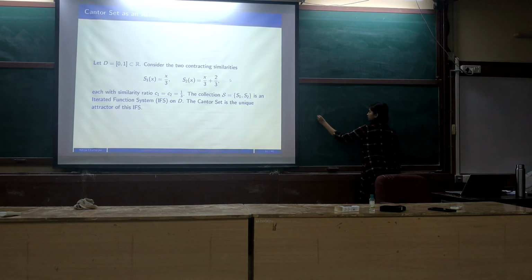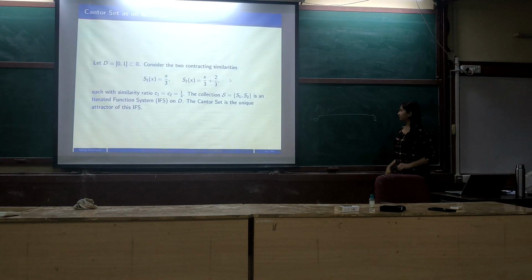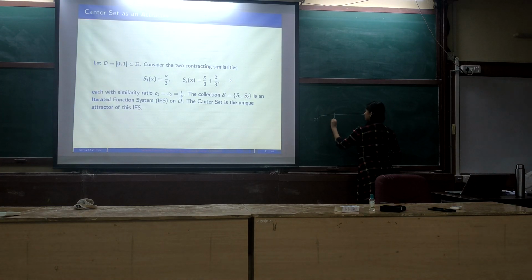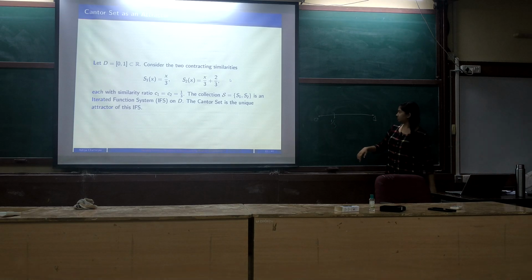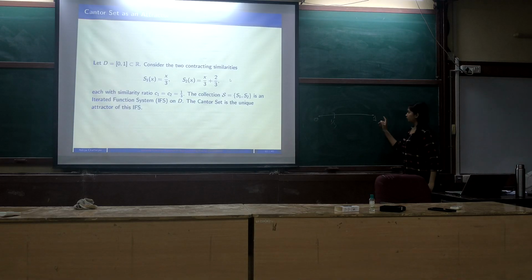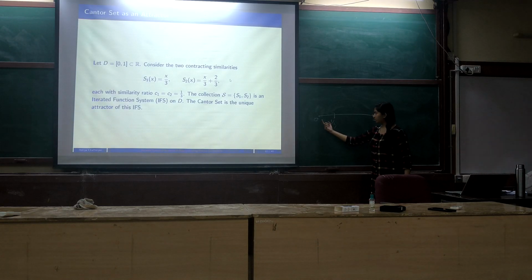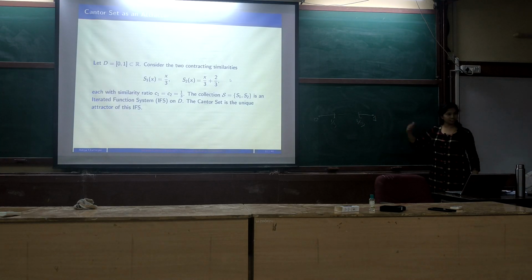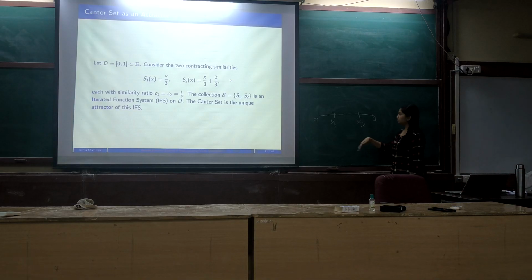So first you start with your [0, 1], then you apply the first map, x by 3. So [0, 1] will shorten to [0, 1/3], and then you apply the map x by 3 plus 2 by 3. So this [0, 1] will first shorten down to [0, 1/3], and then it will shift by 2 by 3. So basically the image is [2/3, 1], and then you take the union of these two sets and you get the next iteration. And this is the first iteration of your Cantor set, and then you will repeat this again.